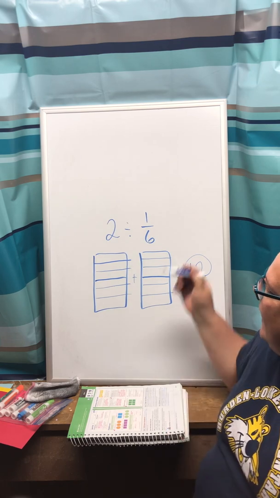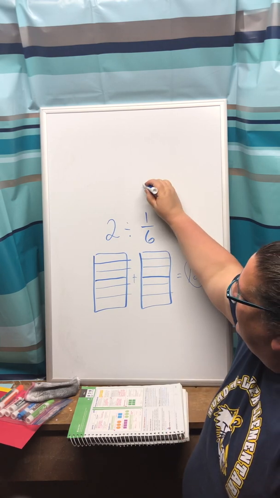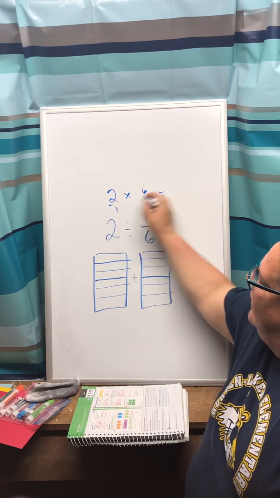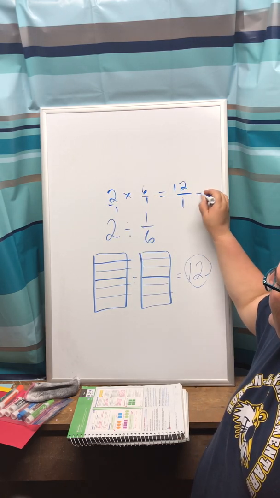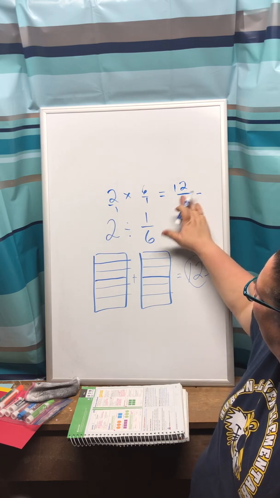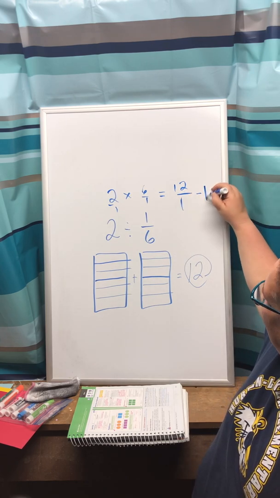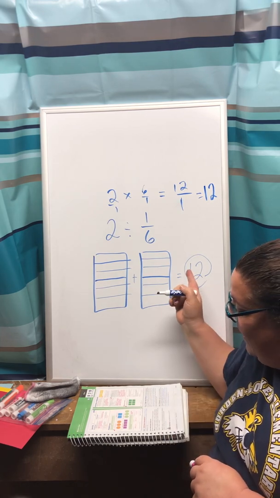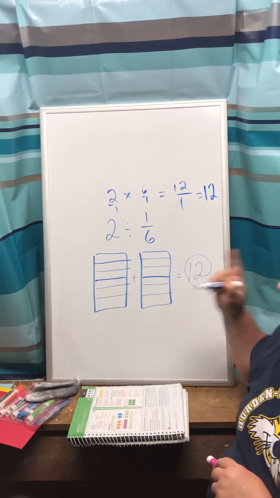Okay, and again, I can flip my fraction, 6 over 1. 2 times 6 over 1 is 12 over 1, and that equals 12. Okay, that was number 4. So my answer again is 12.